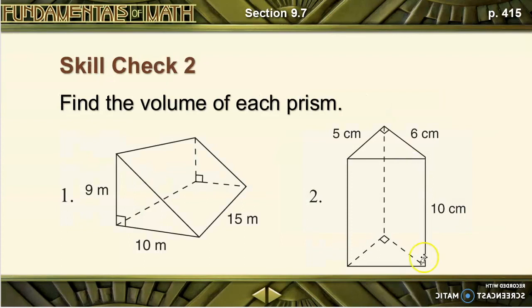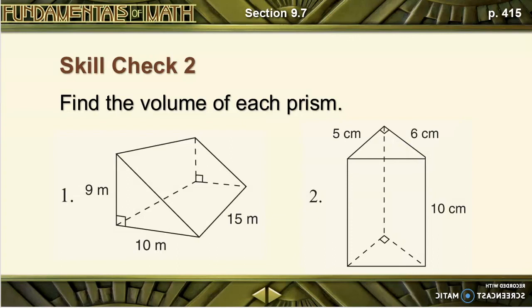Alright, so how would I find the volume of this shape right here? Well, I need to find the area of the base. 9 times 10 is 90, divided by 2 is 45. 45 times 15 will give me my area of the base times my height, and 45 times 15 would give me 675 meters cubed. Sound good?